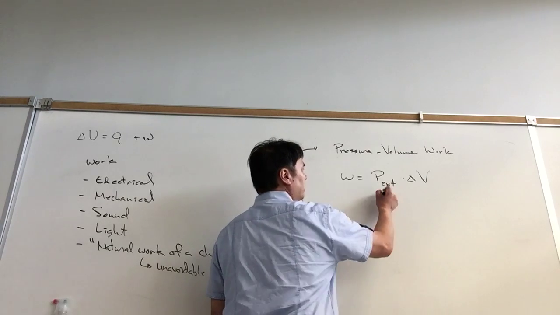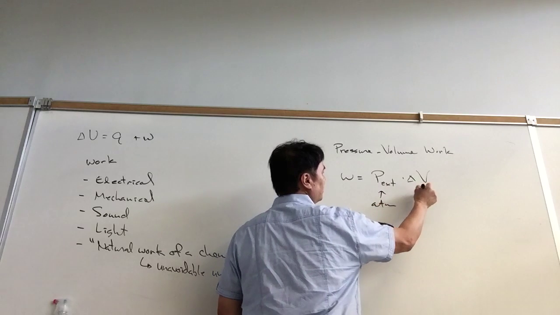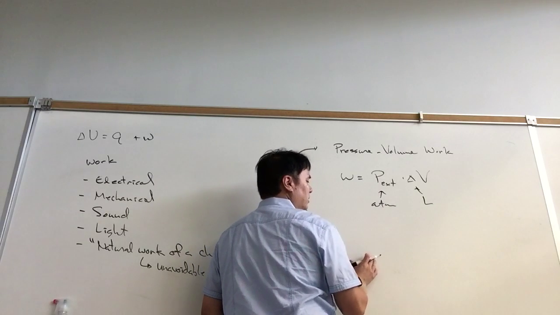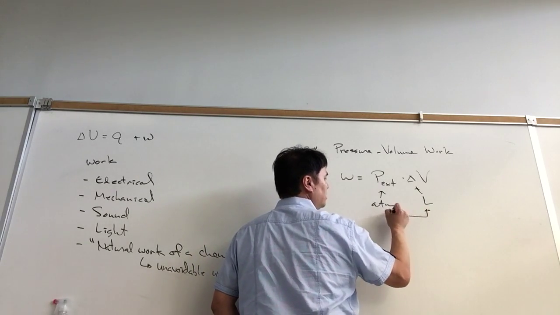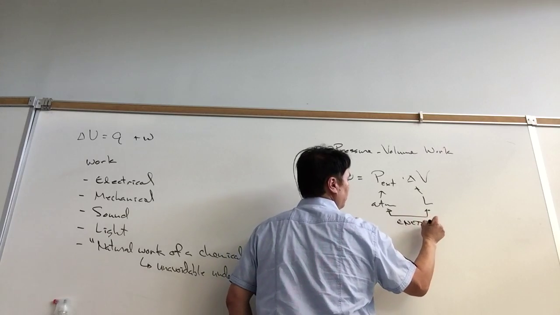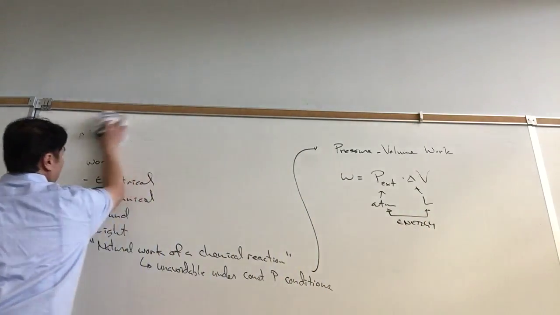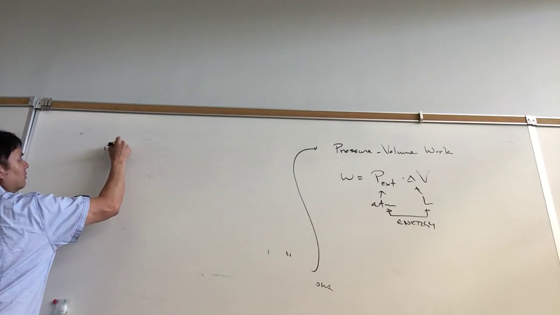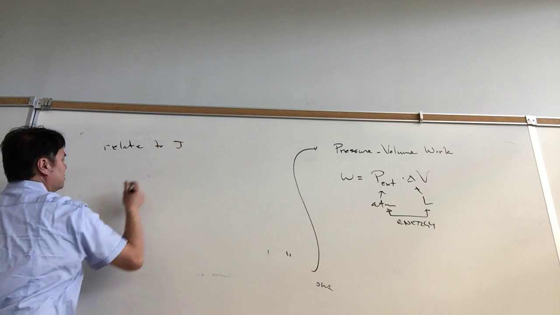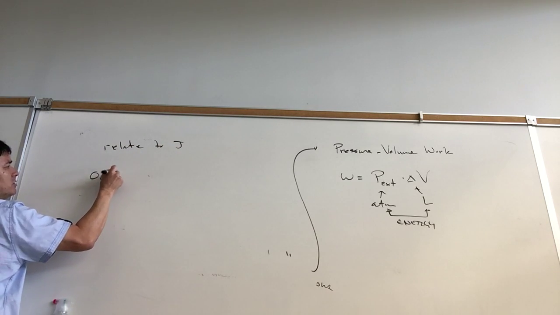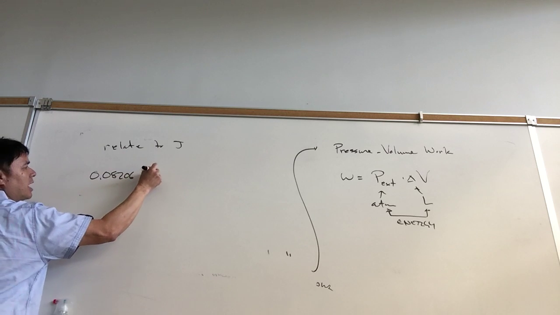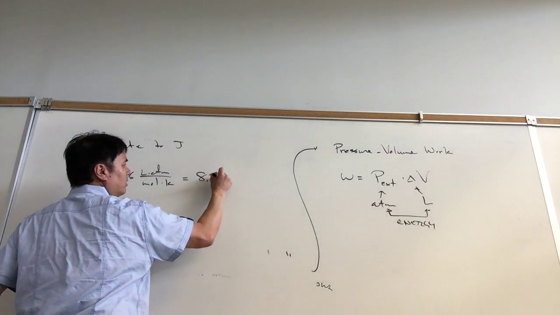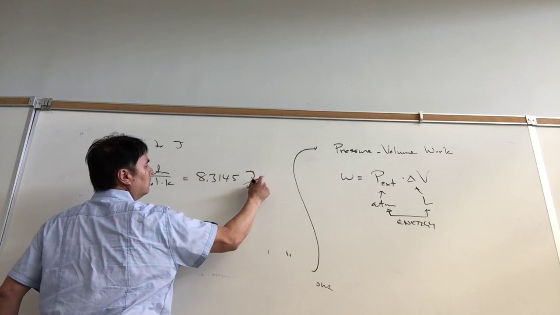When we look at this, pressure is in atmospheres usually, delta V is in liters. So this is very weird, atmospheres liters, but it turns out atmospheres liters is energy. Let me just tell you how we can relate atmospheres liters to joules. The way we can relate it to joules is by knowing R. We know that 0.08206 liters times atmospheres per mole Kelvin is equal to 8.3145 joules per mole Kelvin.